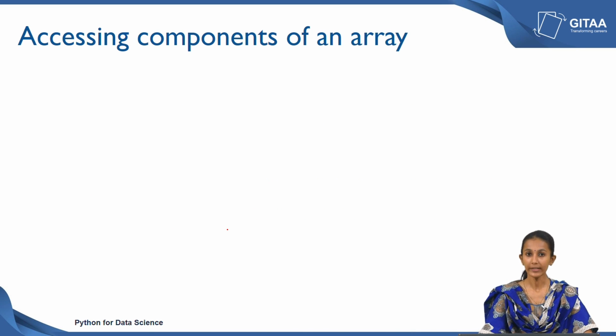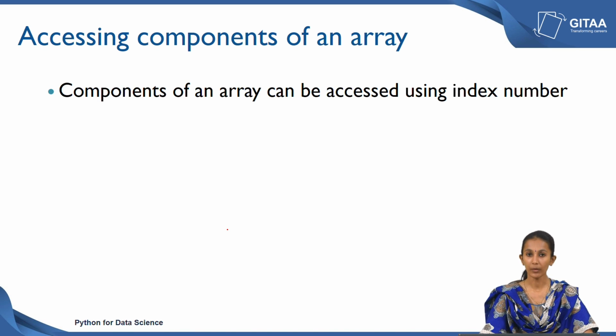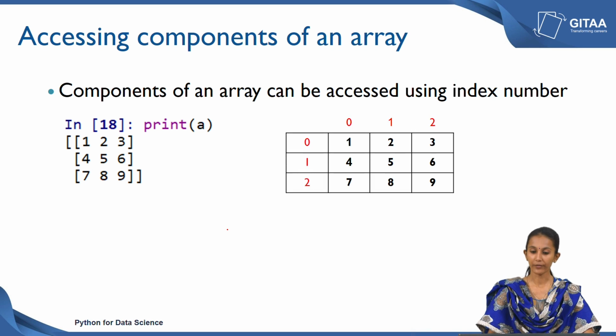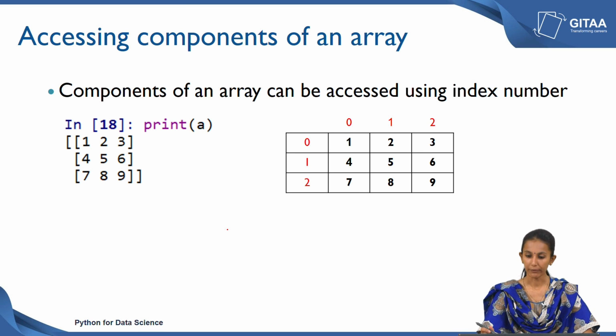Next, we will look at how to access components of an array. The components of an array can be accessed based on the index number. This is an array which we have created earlier. It is a 3 by 3 array. I have drawn a table and filled it with the values from 1 to 9.